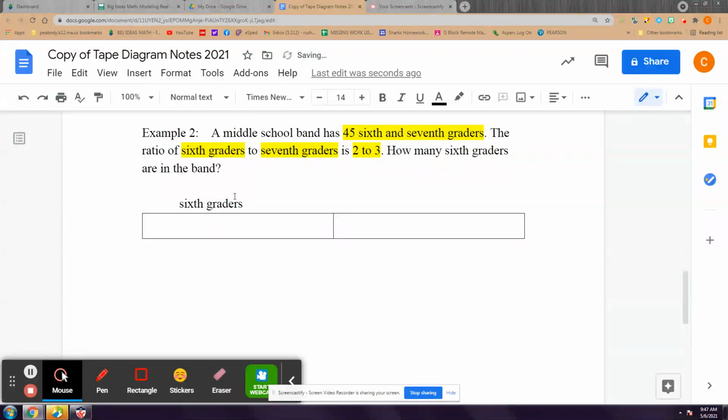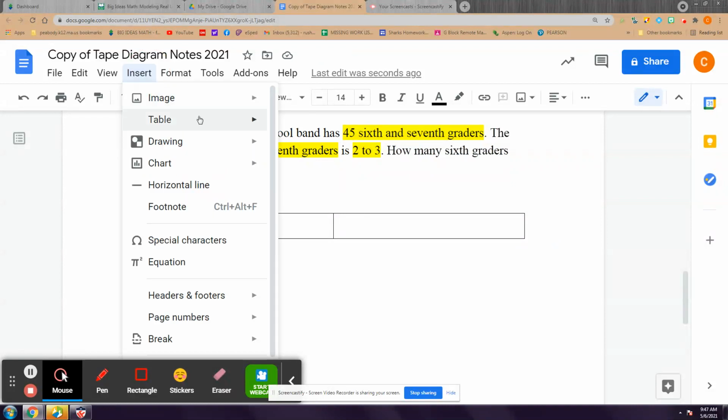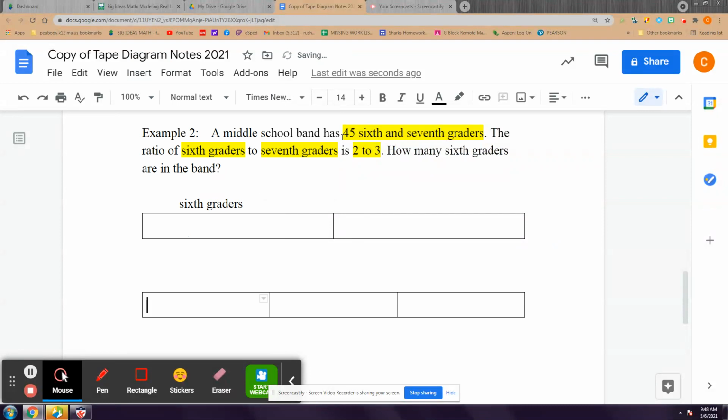So now I'll go back up here. Remember, you can draw this and they don't have to be that big. Now I'll go insert, table, and do one with 3, because the other part of my ratio said 3, okay? So that's for the 7th graders. Okay, so there we go. Part 1's done. We set up and drew the tape diagram for each part of the ratio, 2 6th graders to 3 7th graders.